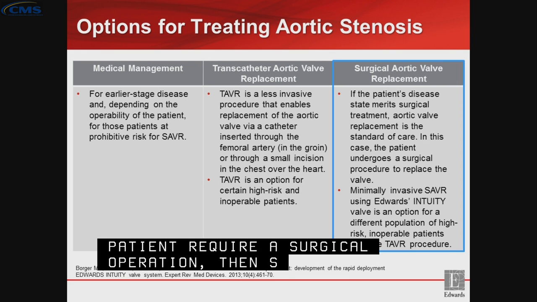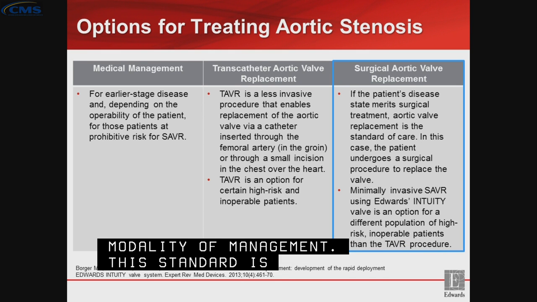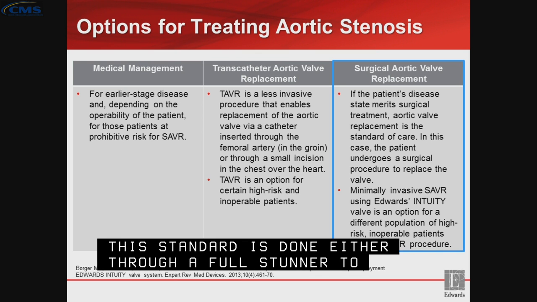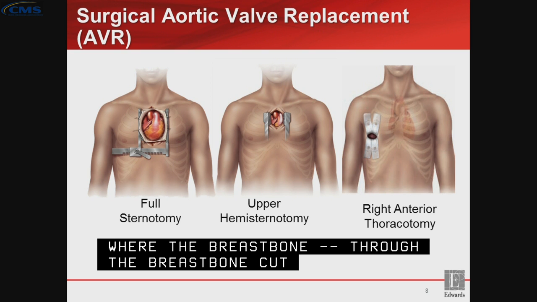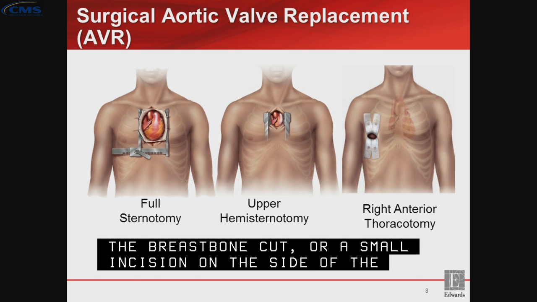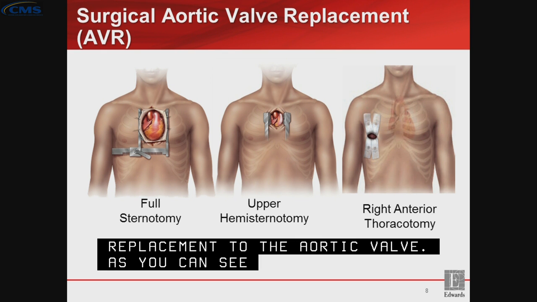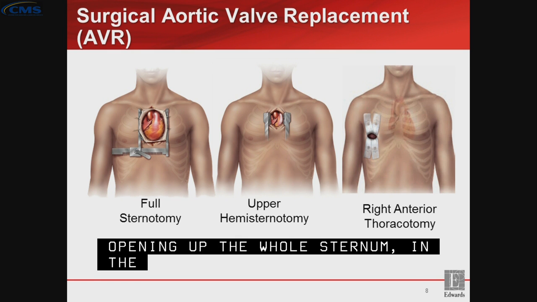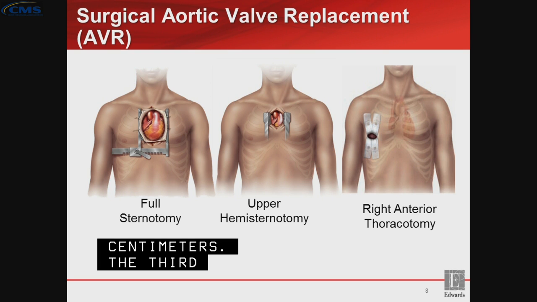This standard surgical aortic valve replacement is done either through a full sternotomy, in which your breastbone is cut fully, or through a small incision in the front of the chest, or on the side of the chest. These are the approaches to the replacement of the aortic valve. As you can see, the full sternotomy opens the whole of the sternum, the middle one opens only a part of the sternum, about 6 centimeters, and the third one, without opening the breastbone at all, you operate on the front of the chest.